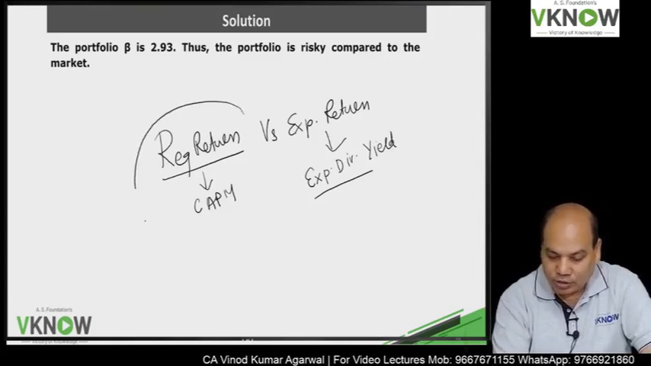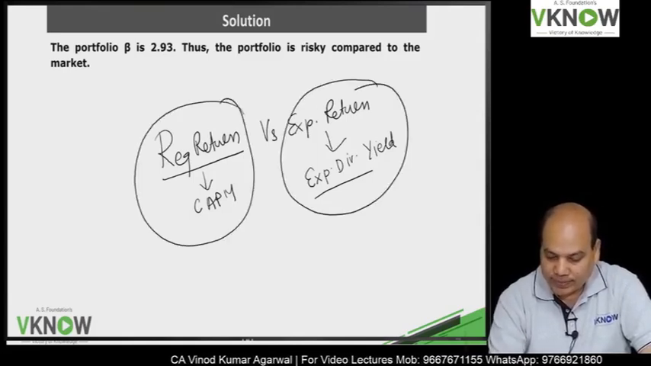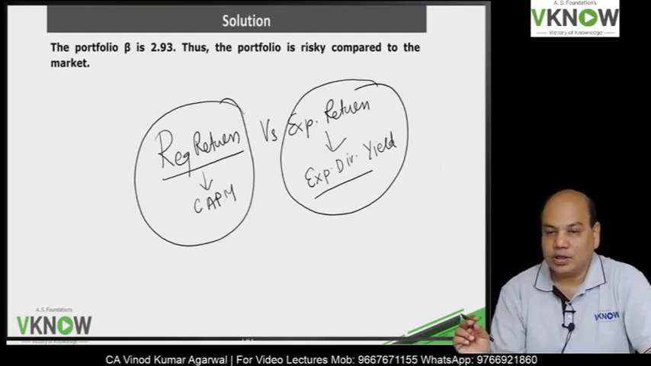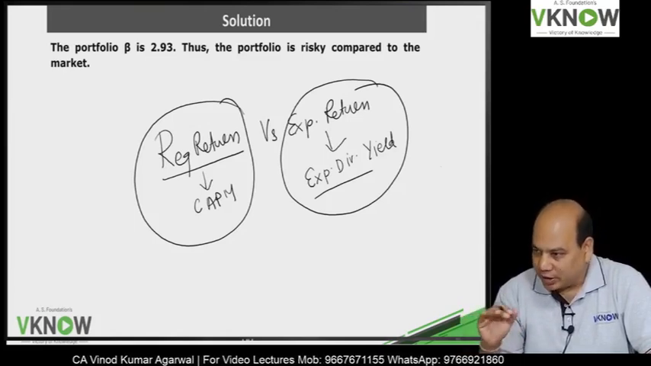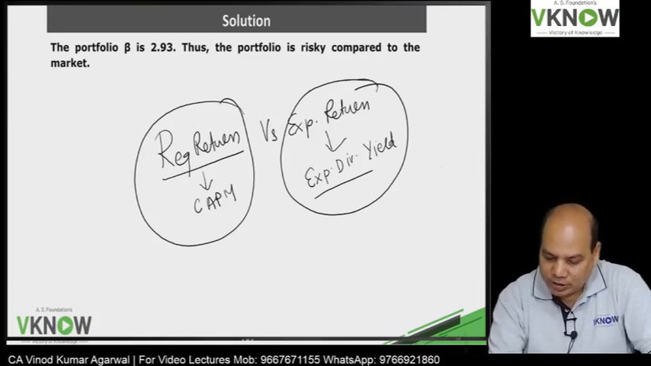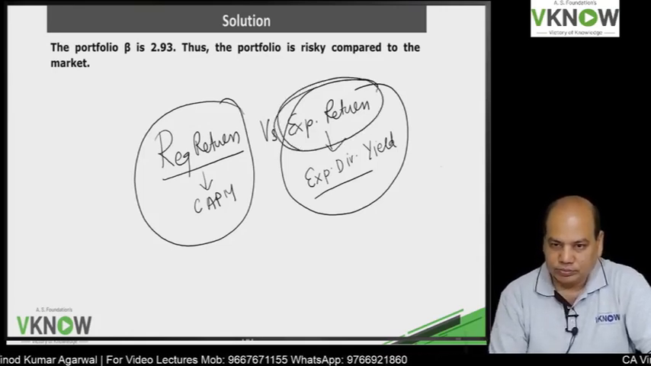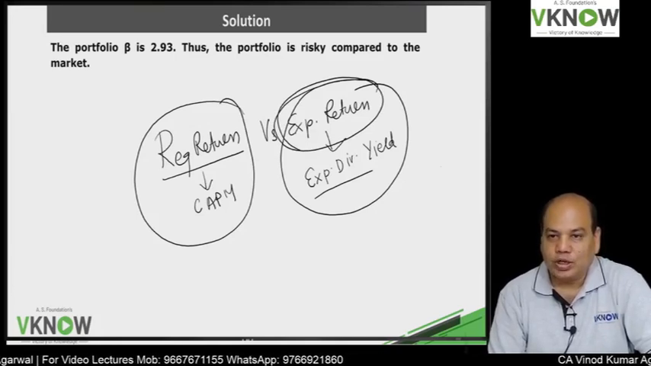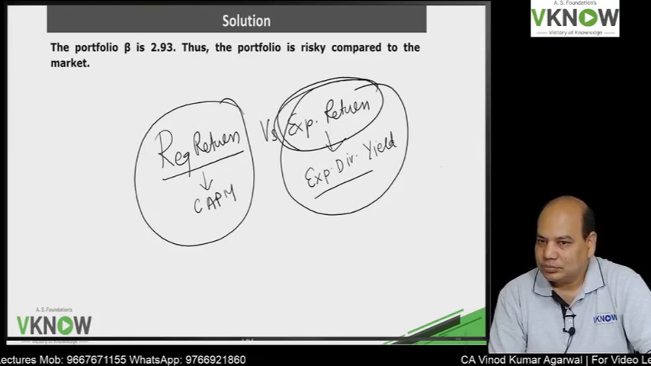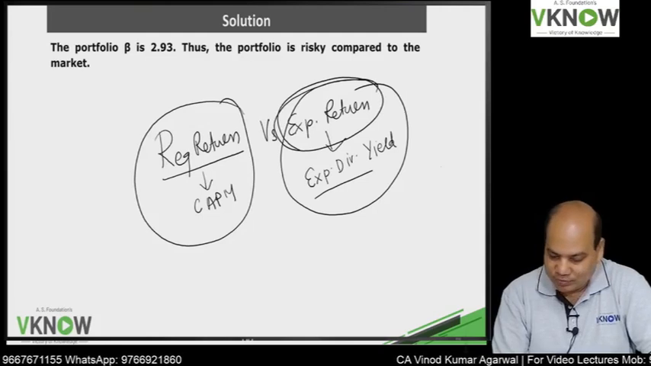Now you have studied in your portfolio chapter that by comparing these two, you will be able to identify whether the stock is overpriced, correctly priced or underpriced. Is it right? If your expected return is more, you're getting more return than what you require, then it is a situation of undervalued. Okay, we'll see. Keep thinking.